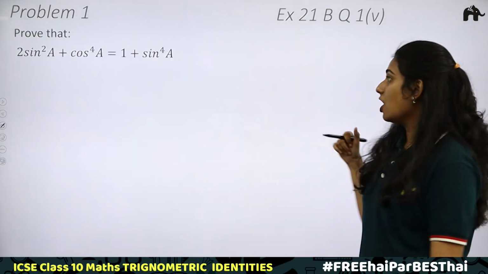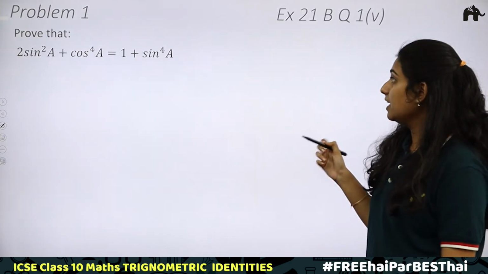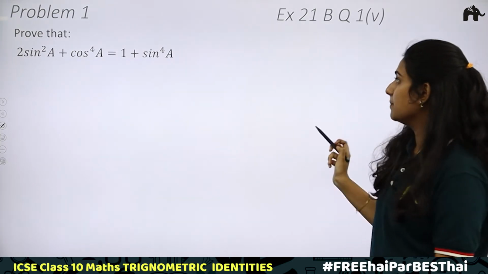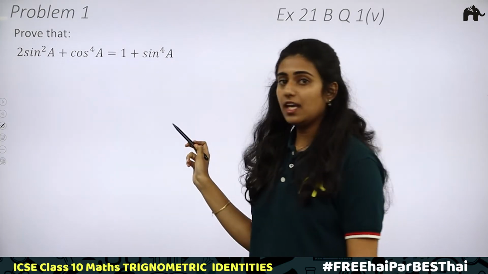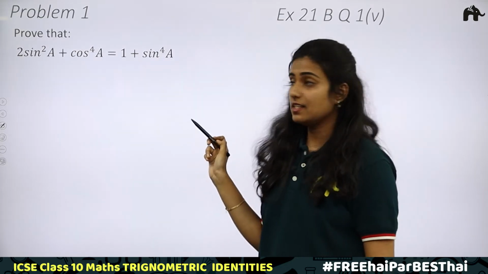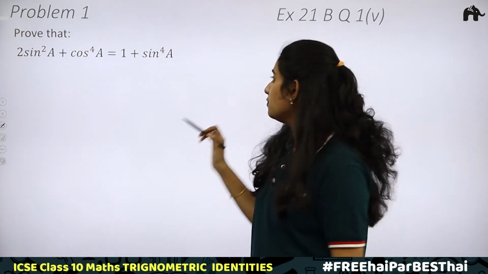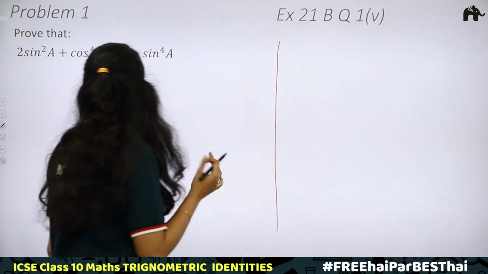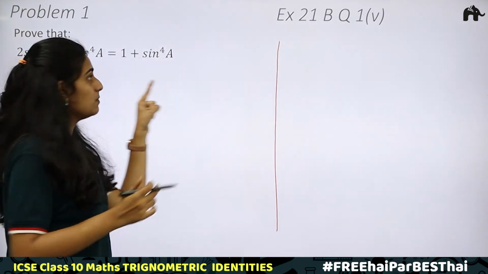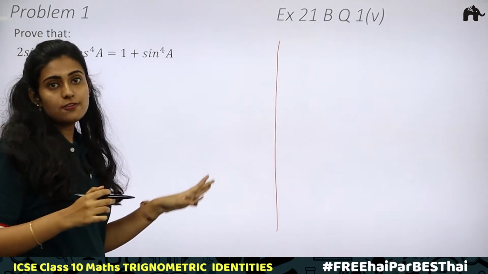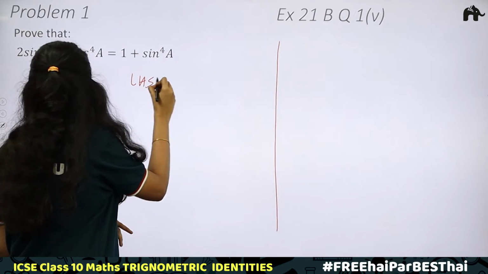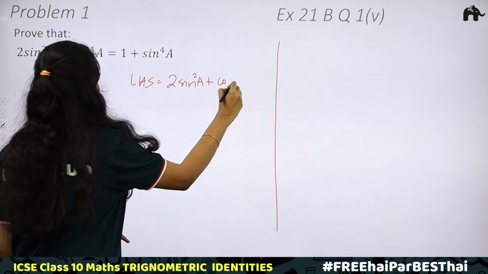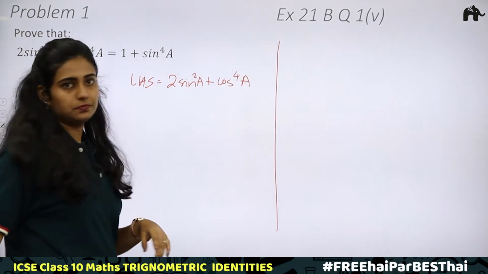Okay. Now let us solve problems from exercise 21B. Here we have the first problem, question 1. Sub-question 5 of exercise 21B. Prove that 2 sin square A plus cos raised to 4A is equal to 1 plus sin raised to 4A. Here LHS you have sin and cos, RHS you have only sin, which means you have to convert this whole in terms of sin. LHS is equal to 2 sin square A plus cos raised to 4A.